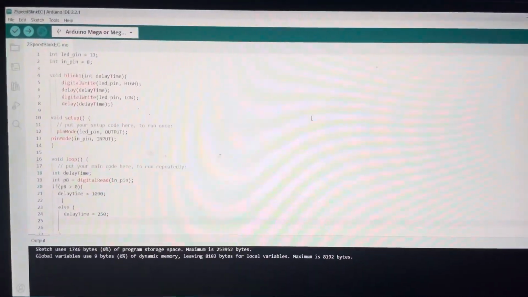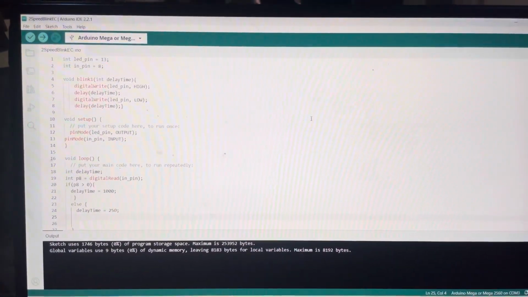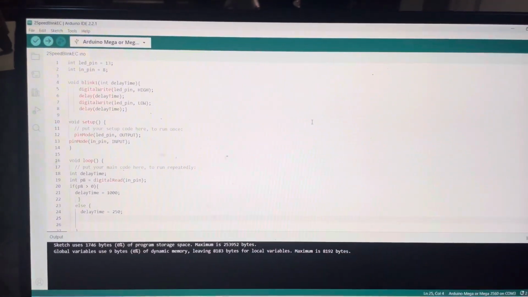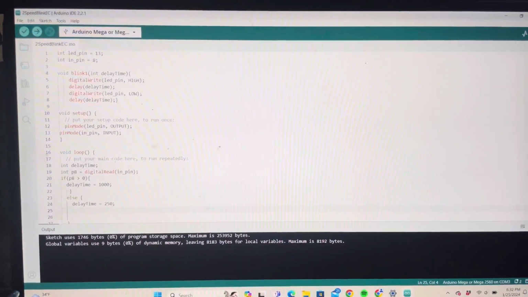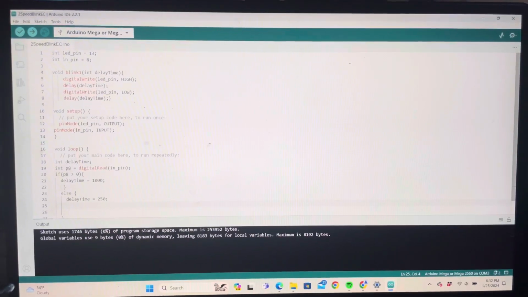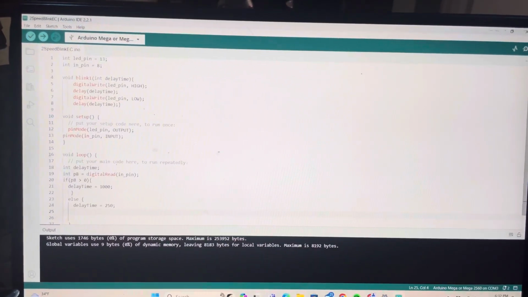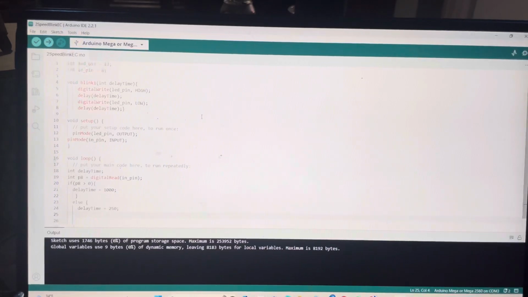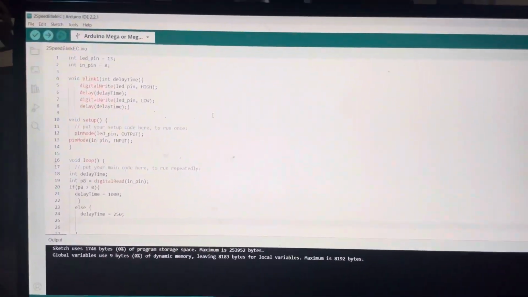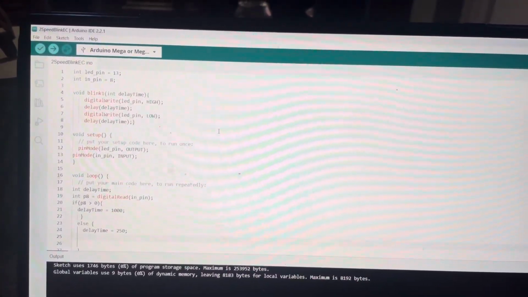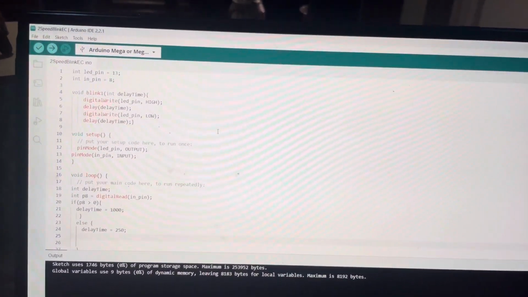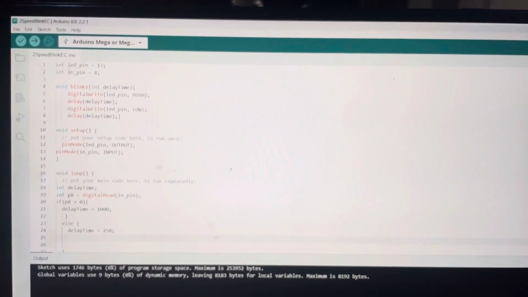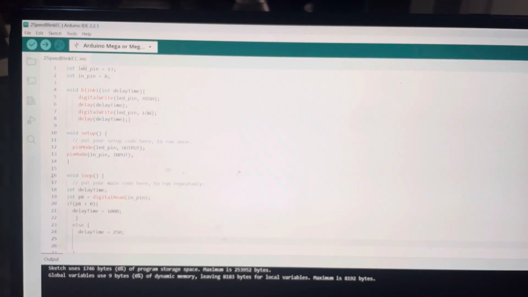Okay, so here we have our third Arduino project. We're starting to use functions and also if-else statements to determine delay times or any factors before using them in said functions. So up here we just have integers. We're defining integers, LED pin 13 and in pin 8.